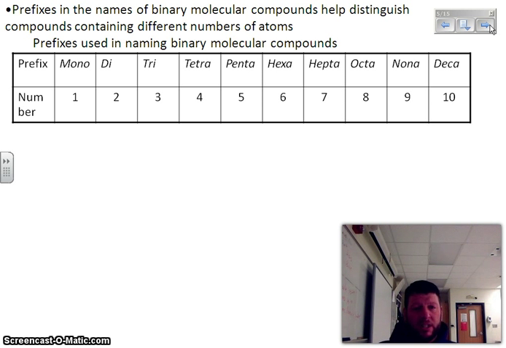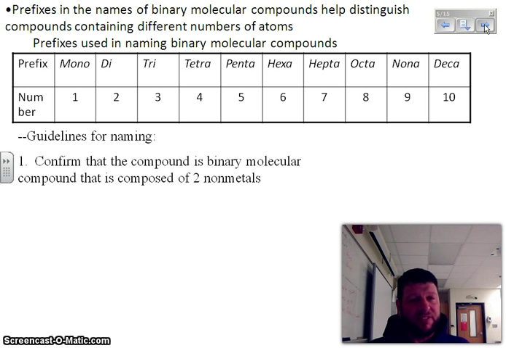Mono is 1, di is 2, tri is 3, tetra is 4, penta is 5, hexa is 6, hepta is 7, octa is 8, nona is 9, and deca is 10. Those are the prefixes that we will use in naming molecular compounds. Remember, molecular compounds are covalent compounds.